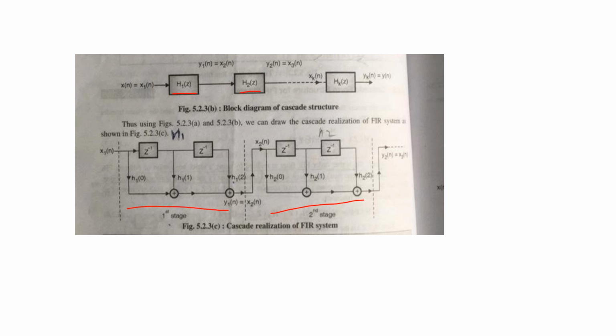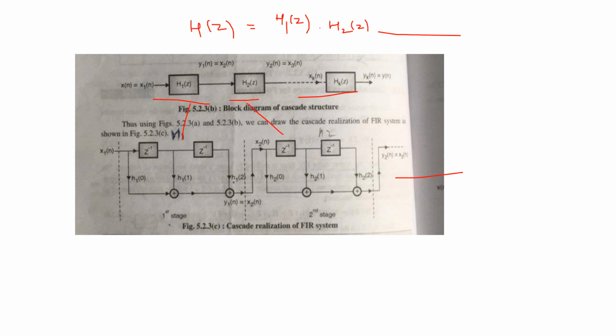Next, we will do the cascade form of the FIR filter. In cascade form, H of z is broken into H1 of z multiplied by H2 of z, and so on. You can break it like this: H1 of z, then H2 of z, and it can go up to Hk of z. Then you will draw the direct form structure of H1 of z, H2 of z, and so on. The output of the first will be the input of the second. This is your cascade form of the FIR filter.